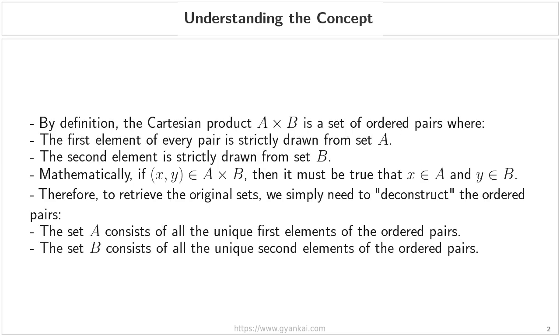Because of this rule, we can see that to retrieve our original sets, we don't need any complex formulas. We simply need to deconstruct the ordered pairs. To find set A, we just collect all the unique first elements from the pairs. To find set B, we collect all the unique second elements.